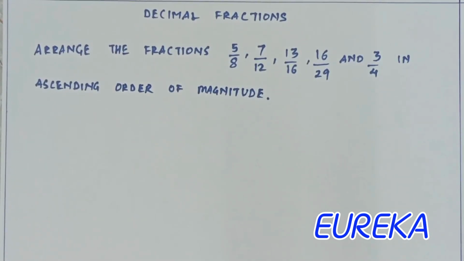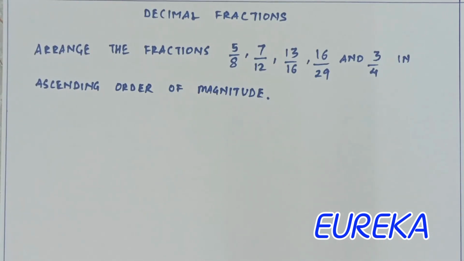Suppose the question is, arrange the fractions 5 by 8, 7 by 12, 13 by 16, 16 by 29 and 3 by 4 in ascending order of magnitude. Now we are given the fractions which we have to arrange. Neither their numerators are the same nor their denominators are the same.